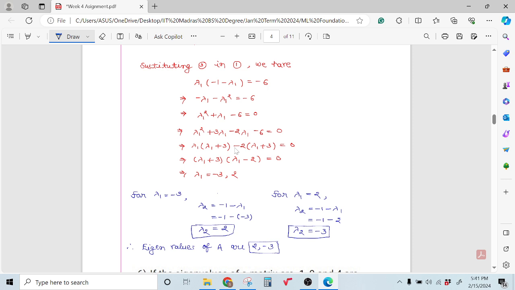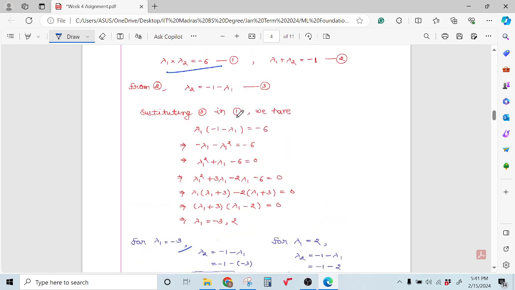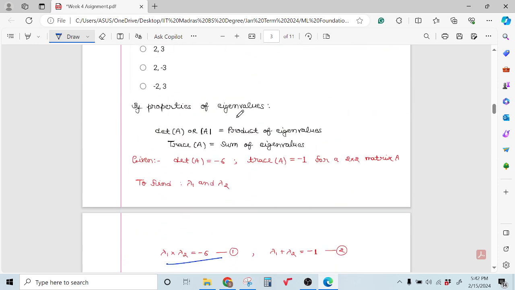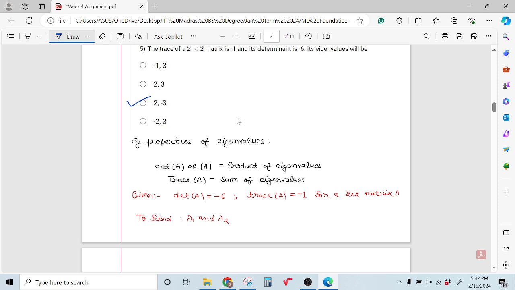For lambda 1 equal to -3, we have lambda 2 is equal to -1 minus lambda 1, and by substituting lambda 1 equal to -3, we get lambda 2 as 2, and vice versa. If we substitute lambda 1 as 2, we get lambda 2 equal to -3. So in both ways, the eigenvalues of matrix A are 2, -3. So we can say that the third option is correct. So this is the correct option.